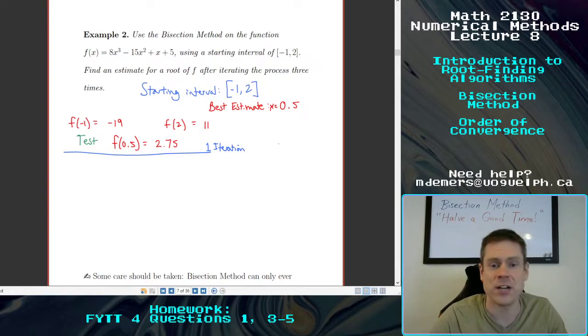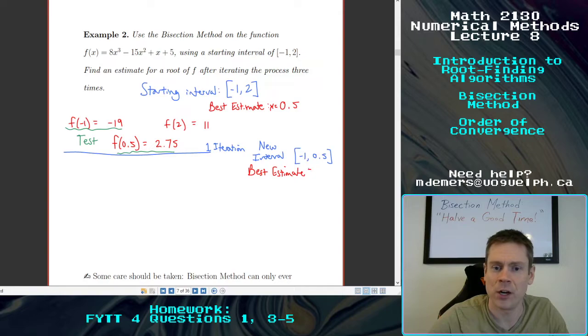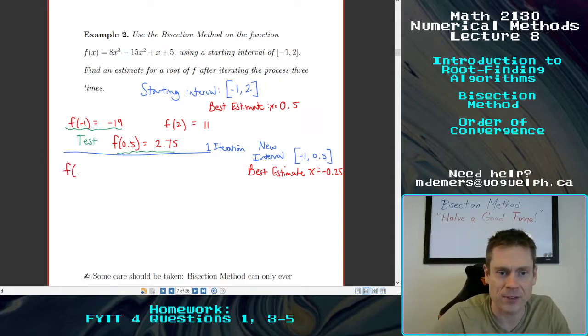And that means after one iteration, we have a new interval. Which ones are on opposite sides now? We have a positive value here, so we need to look at the one that was negative before, right there. So it's somewhere between -1 and 0.5. Our best estimate at this point is between the two, and we're going to go with x equals -0.25, which is also going to be the next point that we test. But I'll rewrite this for organization.